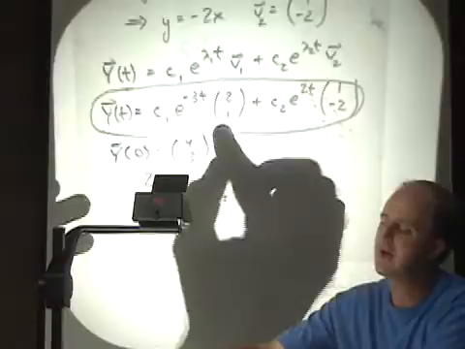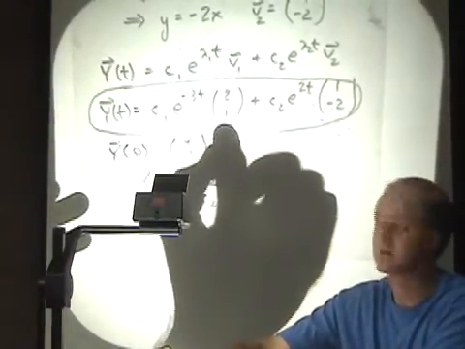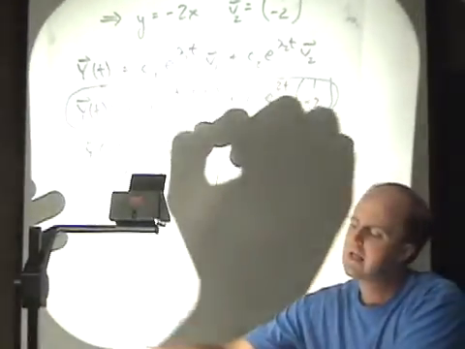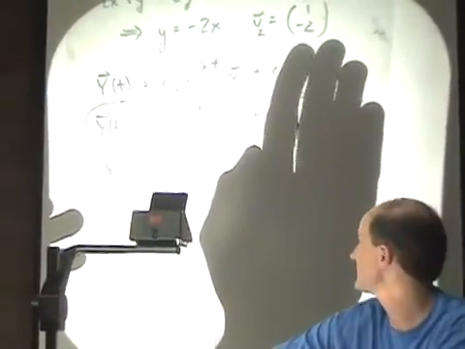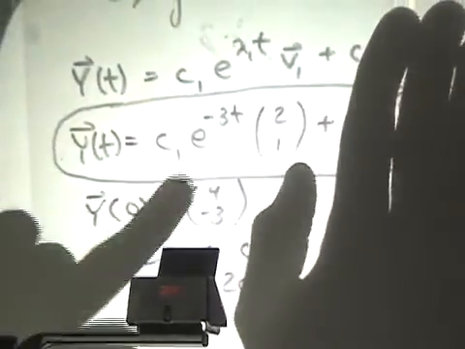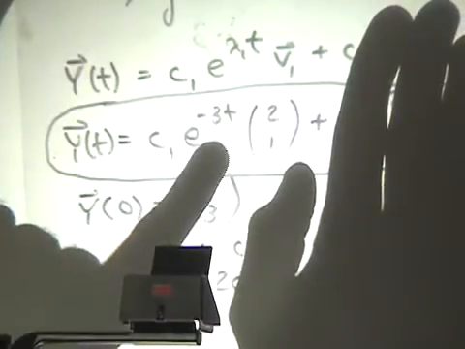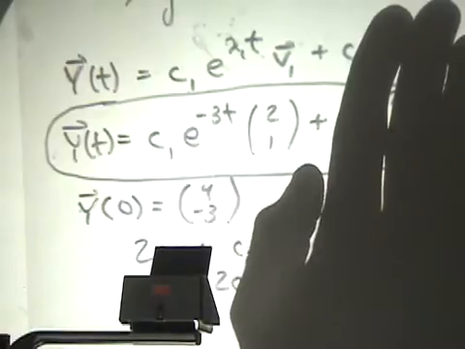On the other hand, if you pick an initial condition parallel to this vector, if you put its base at the origin, then C2 will end up being 0 for that initial value problem, and you'll get a solution that looks like that, which will go towards 0 as t increases because you have e to the negative 3t. So those will correspond to solution curves that go straight toward the origin as t increases.